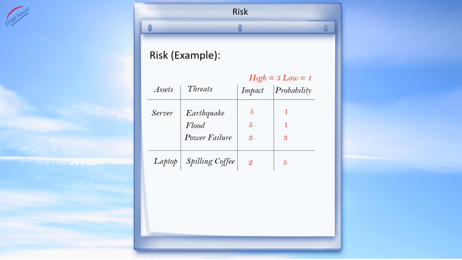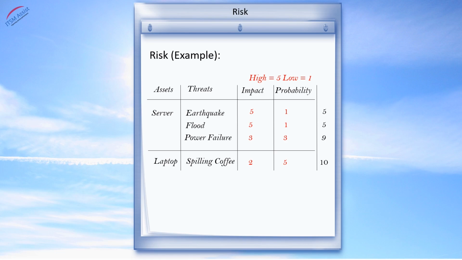So now let's multiply these scores. Firstly, we said the impact of an earthquake would be 5. However, the likelihood, the probability, would be 1. So 5 multiplied by 1 equates to 5. We said the impact of a flood would also be a 5 and the probability would be 1. So 5 multiplied by 1 equates to 5. We said the impact of a power failure would be 3 and the probability would be 3. So 3 multiplied by 3 equates to 9. And we said the impact of spilling coffee would be 2, however the probability would be 5. So 2 multiplied by 5 equates to 10.